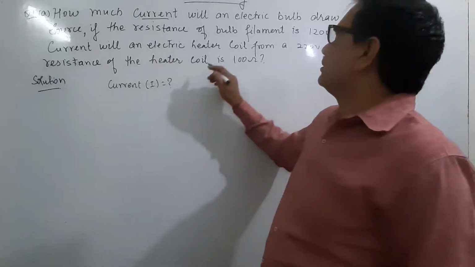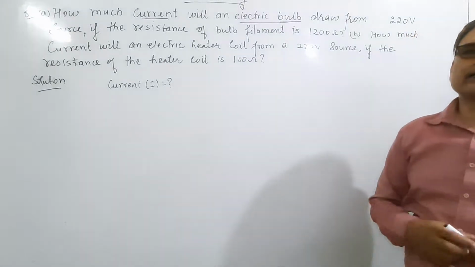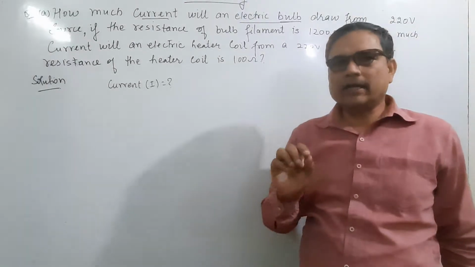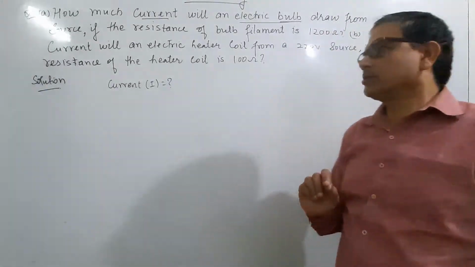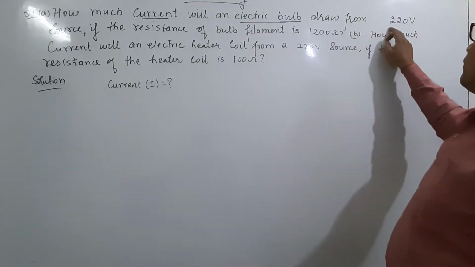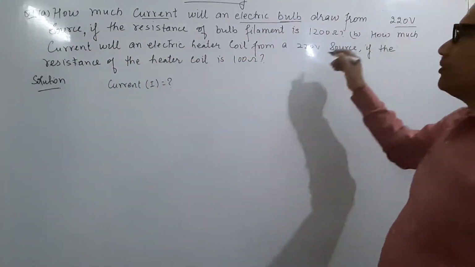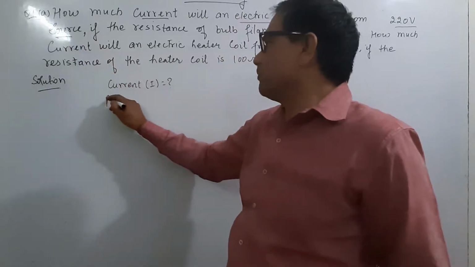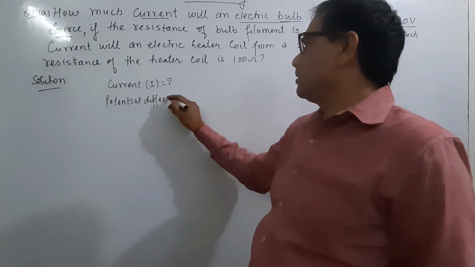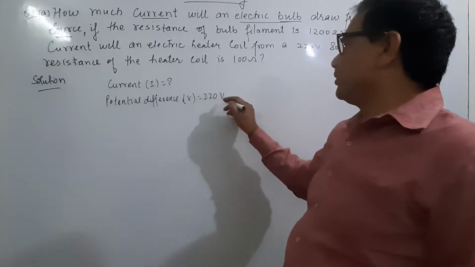This is to find the current of an electric bulb. An electric bulb is an appliance which has some resistance, and inside the bulb there is a filament made up of tungsten which resists some electric current from a 220 volt source. A 220 volt source means this is the source of energy. It means the potential difference V is equal to 220 volt.